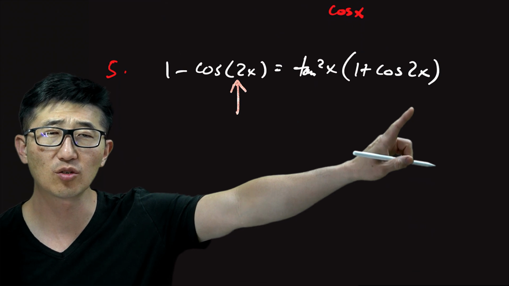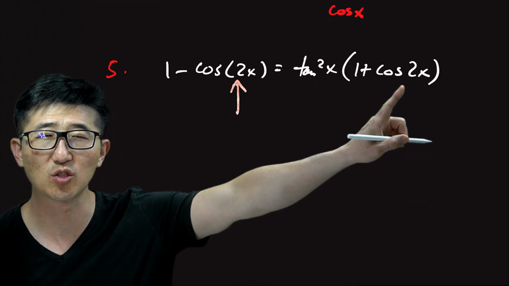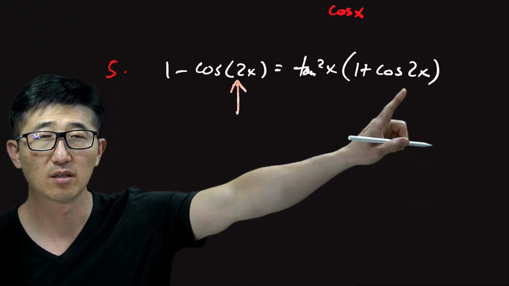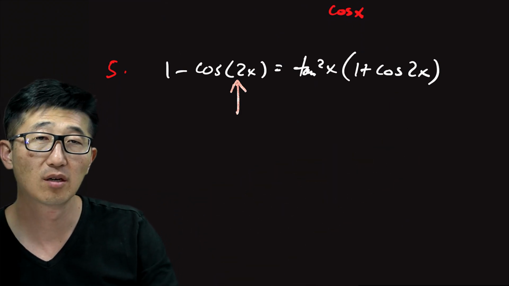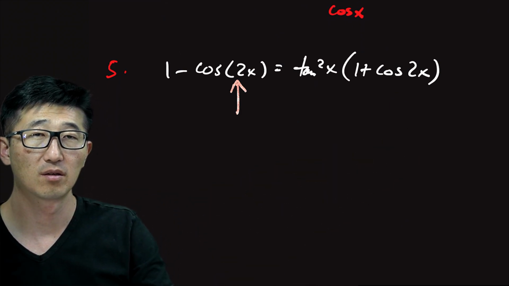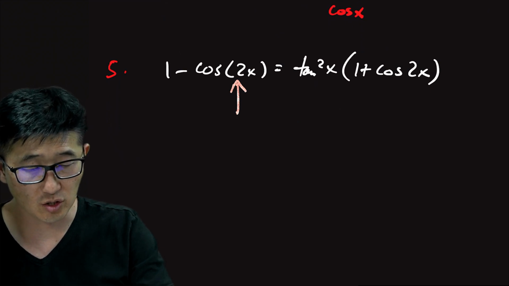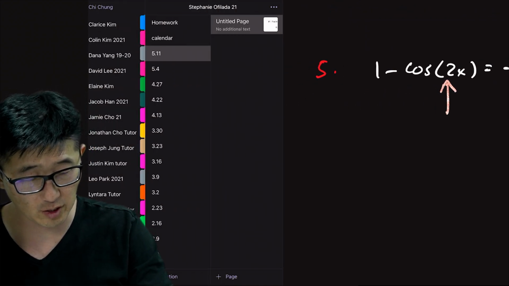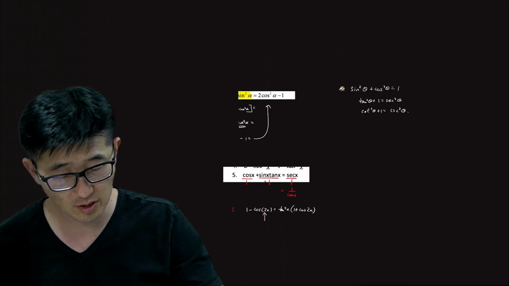By the way, are you sure? Wait, is this cosine 2x or cosine squared x? Cosine 2x. It's 2x on both sides, cosine 2x. The only one that's squared is the tan. Okay, so now what that means is we have to go back to our formula chart.